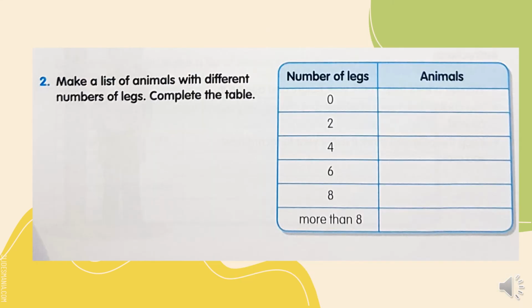Now, question two, they've asked you to make a list of animals with different number of legs. So, animals with zero legs, let's write only one, okay? Snake. Animals with two legs, you can say birds. Four legs, horse. You can write dog, cat, anyone, but I've just written one here. Six legs, ant. Actually, all the insects are six legs. Eight, spider, because spider have eight legs. And more than eight, we just saw crab has 10 legs, right? Or you can write millipede because it has around 100 legs.